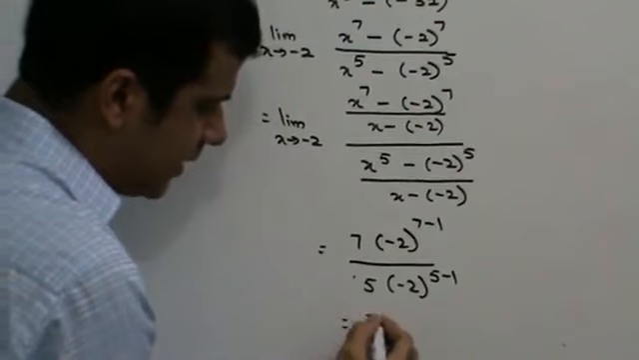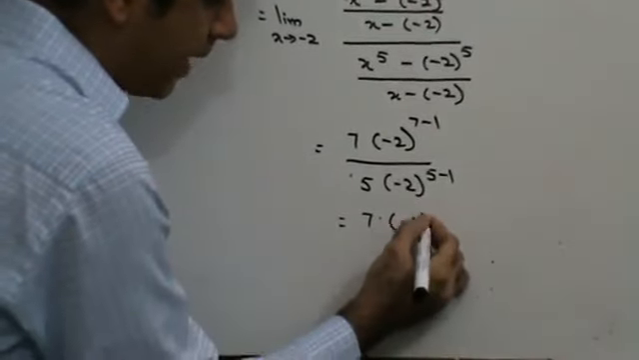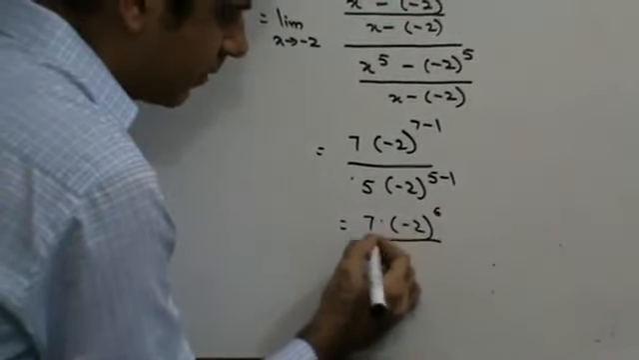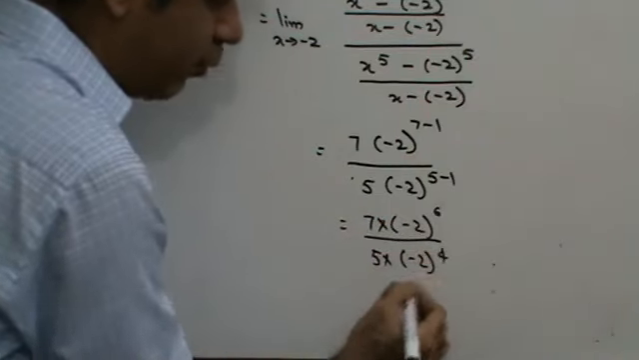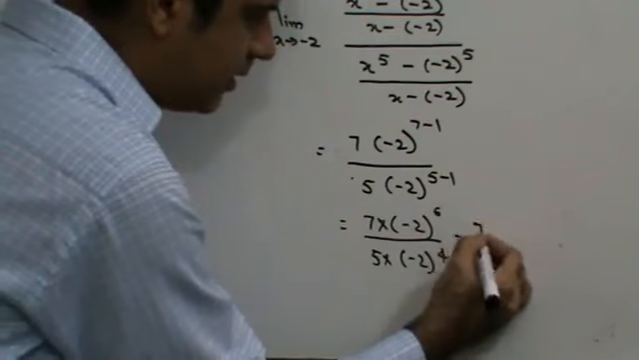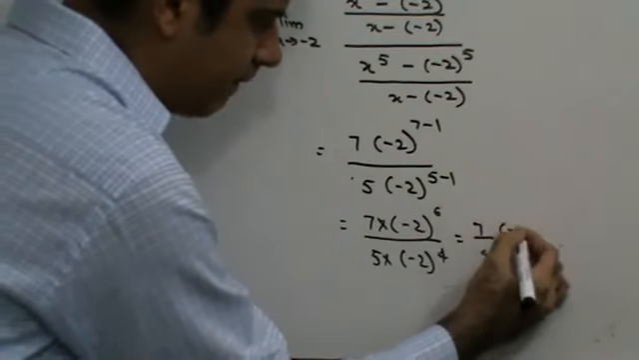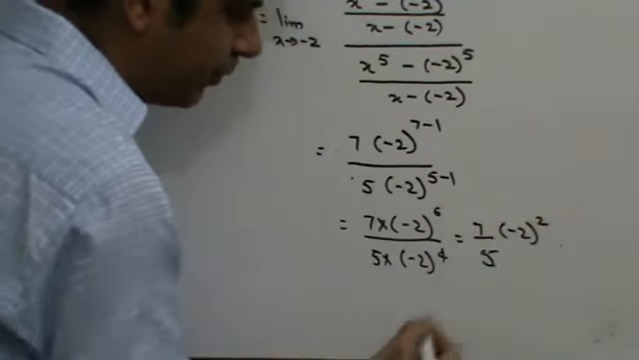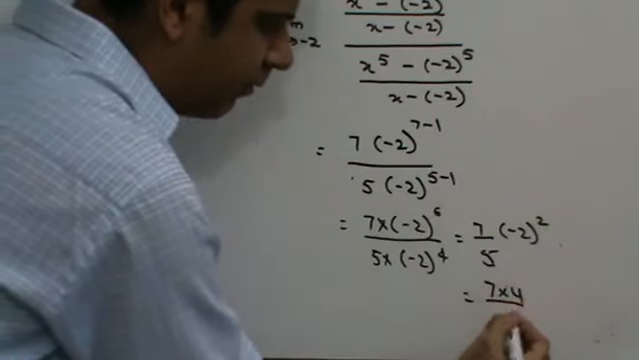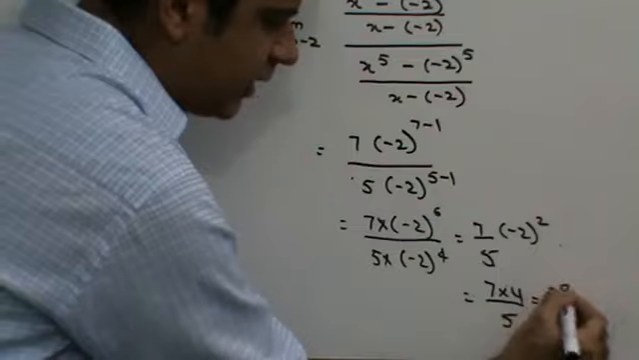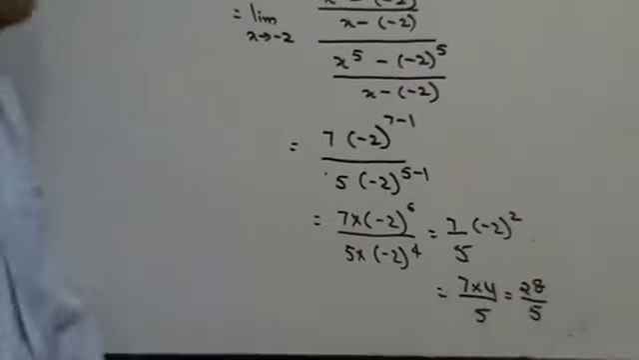Now, this can be written as 7 into minus 2 raised to 6 upon 5 into minus 2 raised to 4. That is 7 upon 5 into minus 2 raised to 2, which is nothing but 4. So 7 into 4 upon 5, the answer is 28 upon 5. Fine. Let's move on to another sum, guys.